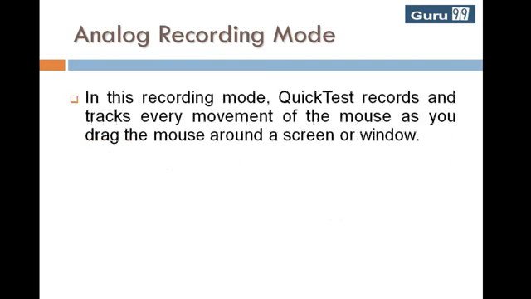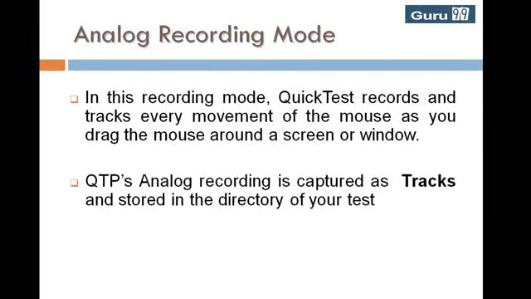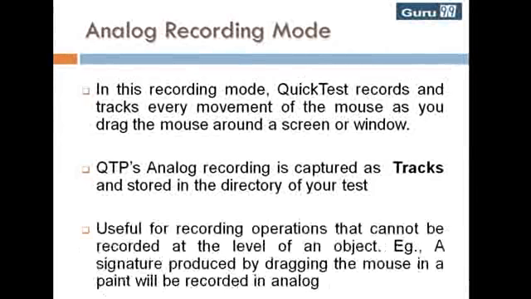Analog recording mode. In analog recording mode, QTP records and tracks every movement of the mouse as you drag the mouse around a screen or a window. QTP's analog recording is captured as tracks and stored in the directory of your test. It is useful for recording operations that cannot be recorded at the level of an object. For example, a signature produced by dragging the mouse in Paint will be recorded in analog.